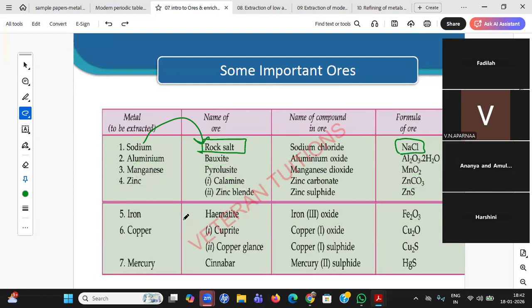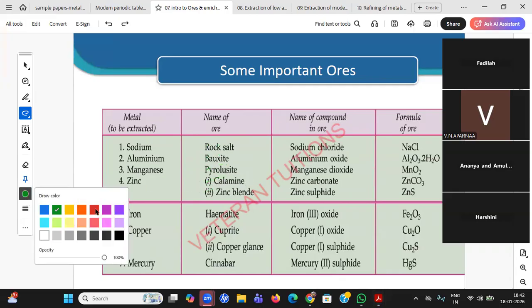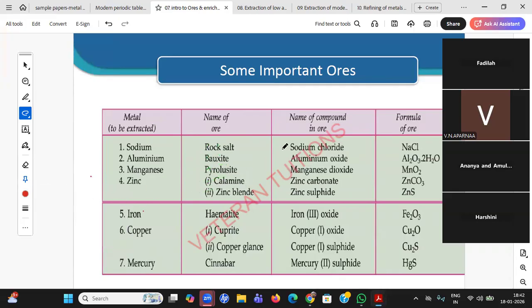Okay. Similarly, iron, Fe2O3, hematite. Copper also has two ores: copper oxide, cuprite, and copper sulfide, copper glance. Mercury sulfide is cinnabar. Okay, student? Cinnabar. This is what you need to remember, the names. There is no option other than that. If you have some good trick, please help your friends by sending it in the group.